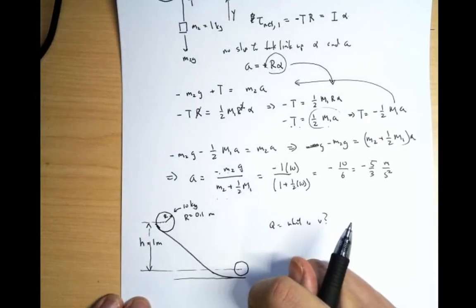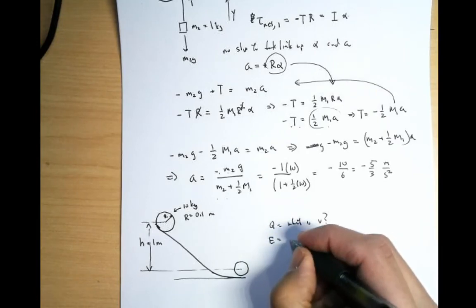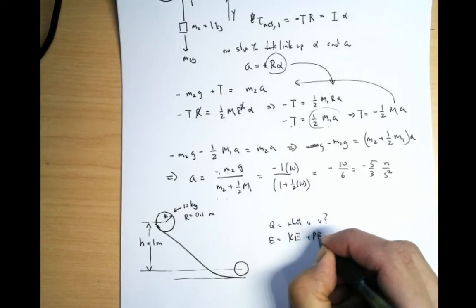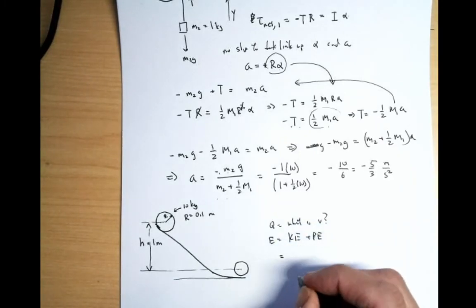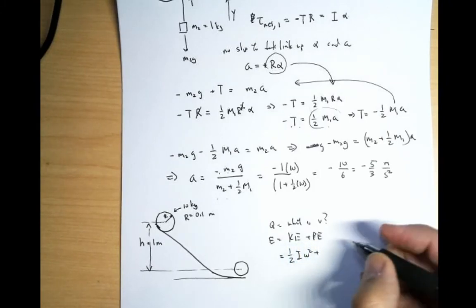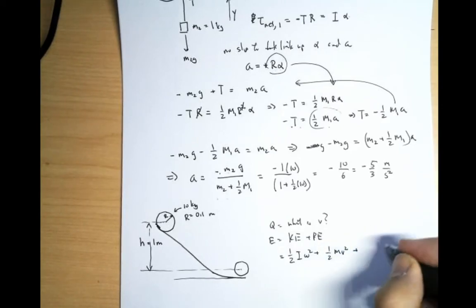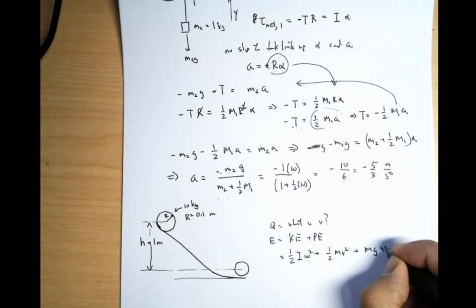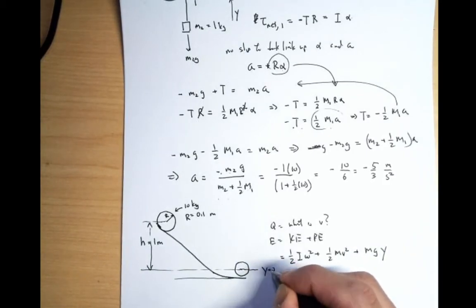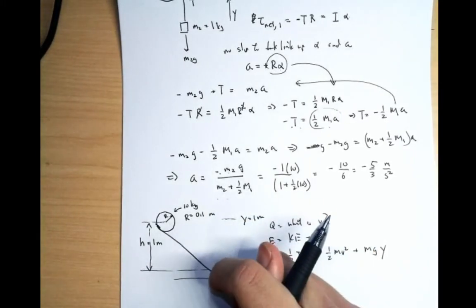So this is a simple conservation of energy problem. E is equal to, well, there are two forms of energy: kinetic energy plus potential energy. And the kinetic energy comes in two forms: the rotational energy, 1/2 I omega squared, plus the kinetic energy, 1/2 mv squared, plus potential energy, which is mg times y. So let's choose y to be zero here. That means y equals 1 meter there.